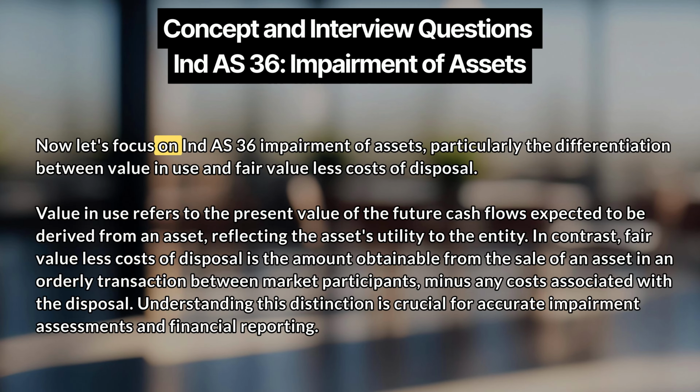Now, let's focus on Ind AS 36, impairment of assets, particularly the differentiation between value in use and fair value, less costs of disposal. Value in use refers to the present value of the future cash flows expected to be derived from an asset, reflecting the asset's utility to the entity. In contrast, fair value less costs of disposal is the amount obtainable from the sale of an asset in an orderly transaction between market participants, minus any costs associated with the disposal. Understanding this distinction is crucial for accurate impairment assessments and financial reporting.